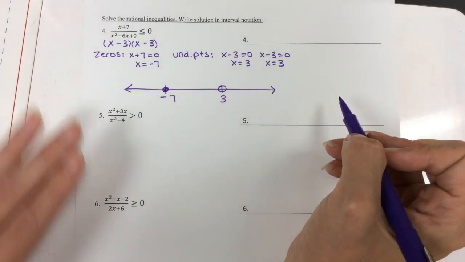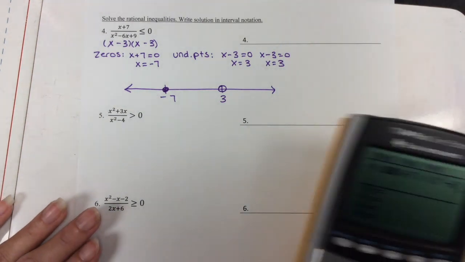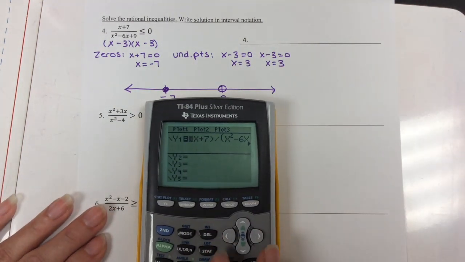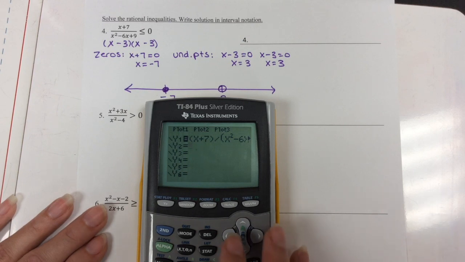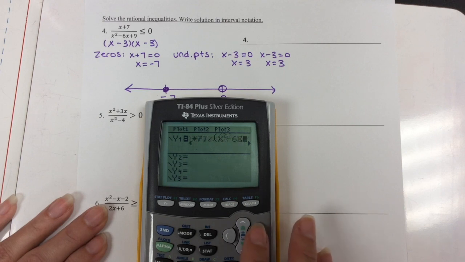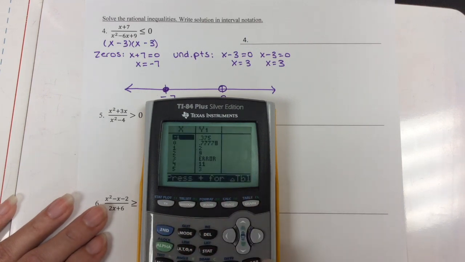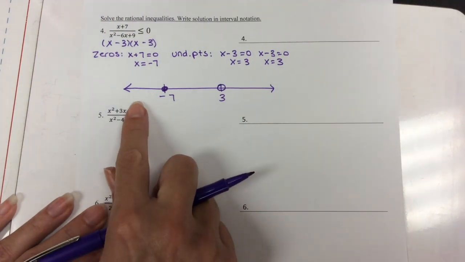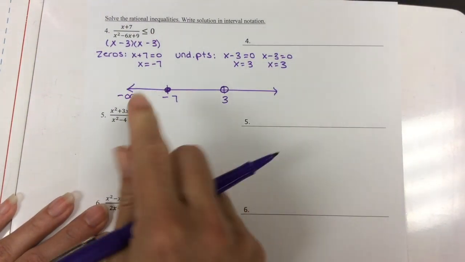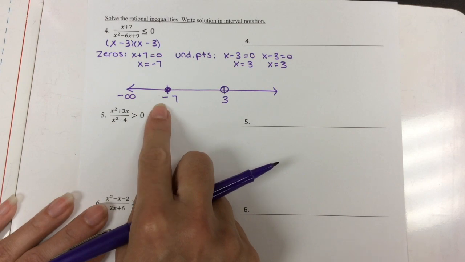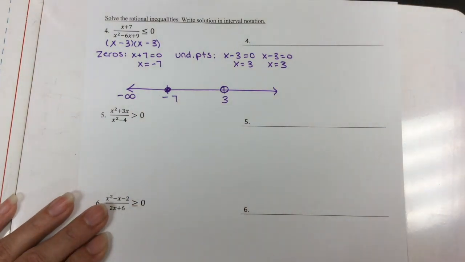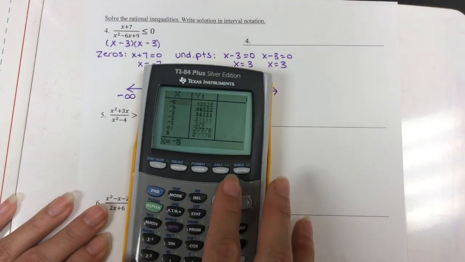Once we have determined that, we're going to go to our calculator and we are going to plug in our function into y equals. Make sure that you put your original function and you use parentheses. You can see that I have the entire numerator in parentheses and the entire denominator in parentheses. I'm going to go to my table and I'm going to test some points. I want to test a point between -infinity and -7. So I'm going to choose a number between those 2 points, which is really anything smaller than -7.